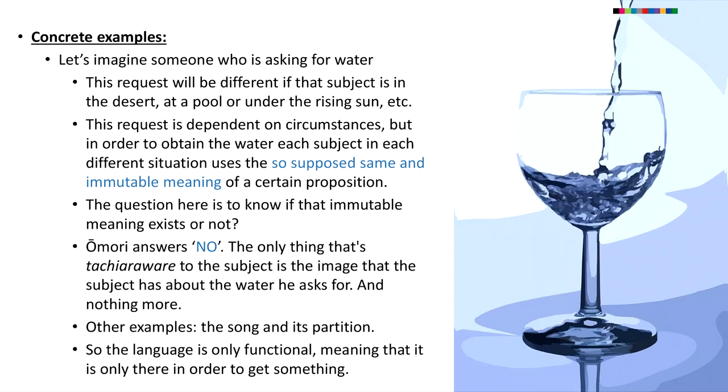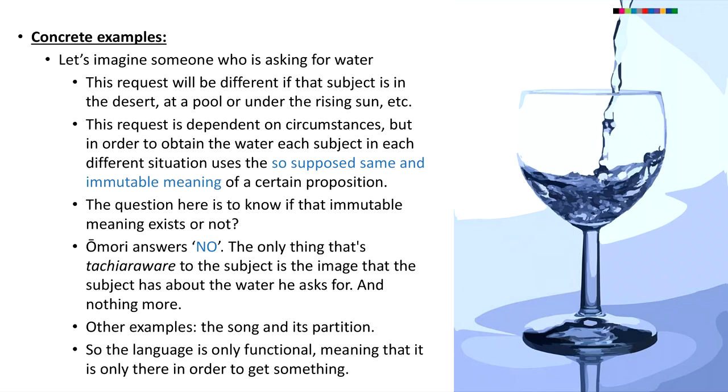Yeah? And Ōmori answers no. There is no immutable meaning of words. The only thing that appears to us, to the subject, is the image that the subject has of the water he asked for. That's the only image that exists. Nothing more. Okay? And for another example, think of the partition of music. You know that the partition of a song is not the song, basically. The partition and the song itself are totally different things. And if somebody reads the partition, they will make a different song with different musicians. It might be very subtle, but it's different.